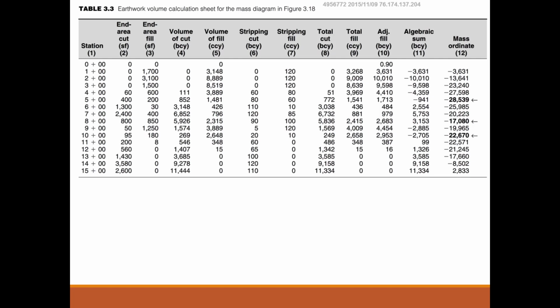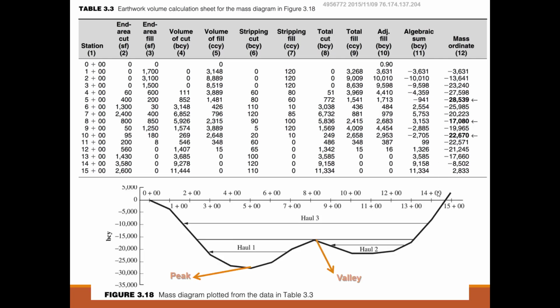Now, when we are actually computing the mass diagram, when we're trying to draw it, we are going to end up with something like that. If you look at the curve below, there are a few important things to note. For example, you can see the hauls, haul 1, haul 2, haul 3, and these are determined by the balance lines. We do have our primary balance line, and haul 3 is encompassed in this area, and I'm going to show you how we came up with that.